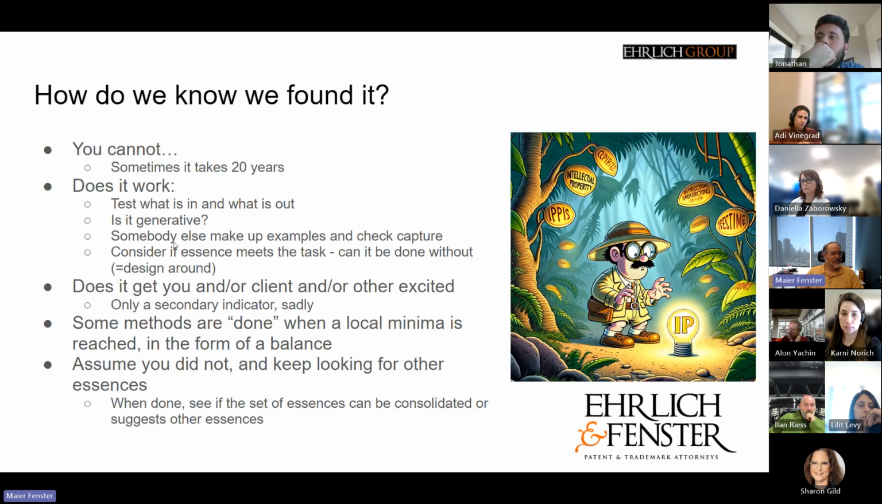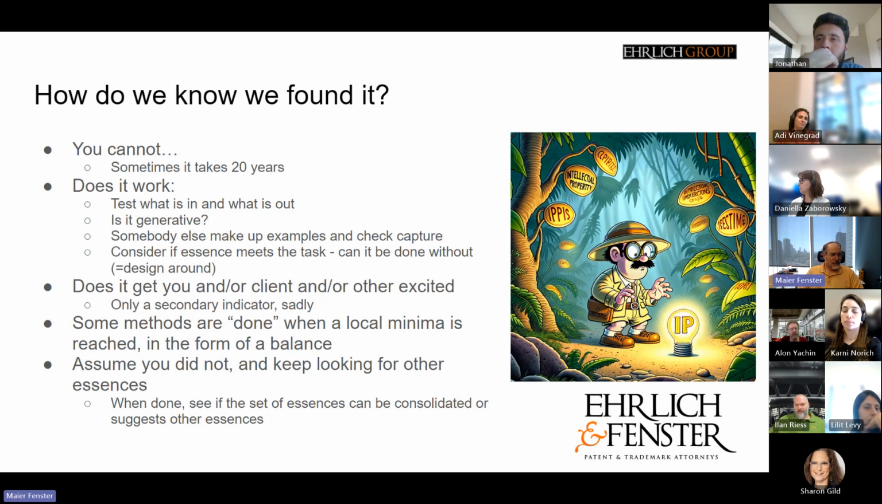We can have somebody else make up examples and check to see if the essence is capturing them or avoiding them. And we can ask, does the essence meet the task? Remember, we're writing the claim so that the competitor won't be able to do something. So is it possible to do that something without stepping on the essence? If it is, well, maybe you have the essence wrong.